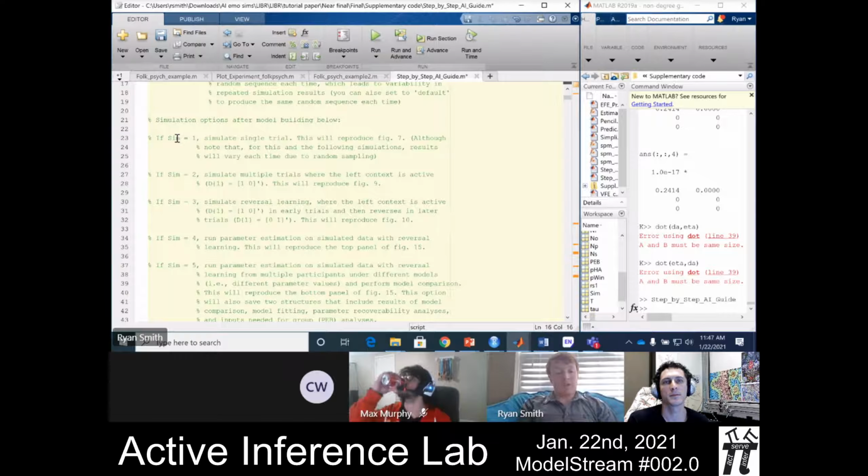So if you set the sim variable equal to 1, then that will just simulate a single trial, which will reproduce figure 7 in the paper. So that'd just be a single trial simulation. If you set sim equal to 2, then that'll simulate multiple trials where the left context is always active, but the agent won't know that, right? So the agent has to learn, okay, the left one is the one it always is. So after a while, it'll be confident and won't need to take the hint anymore.